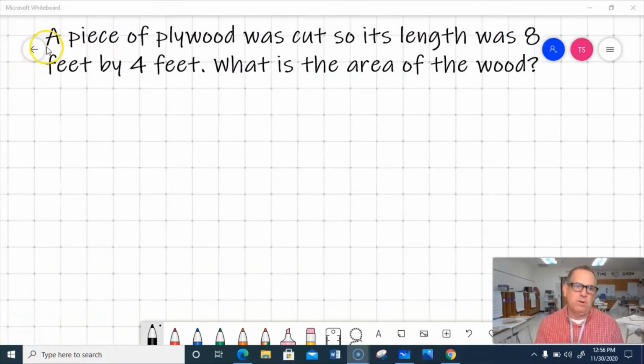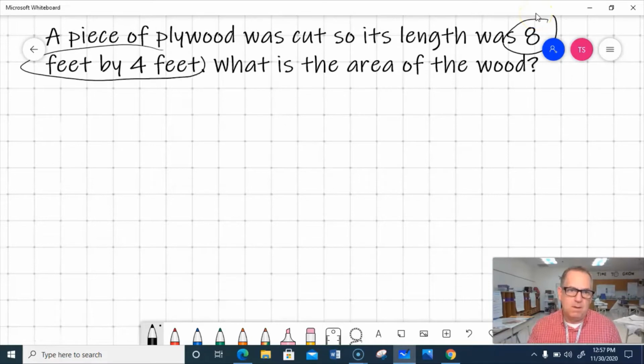Okay, let's go and look at this next question together. It says a piece of plywood was cut so its length was 8 feet by 4 feet. What is the area of the plywood? So I'm going to go ahead and circle my important information. The first thing that's important is 8 feet by 4 foot.